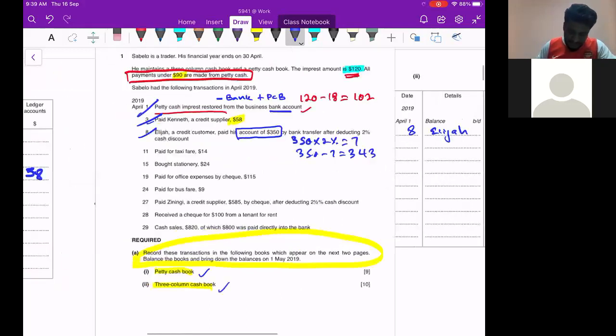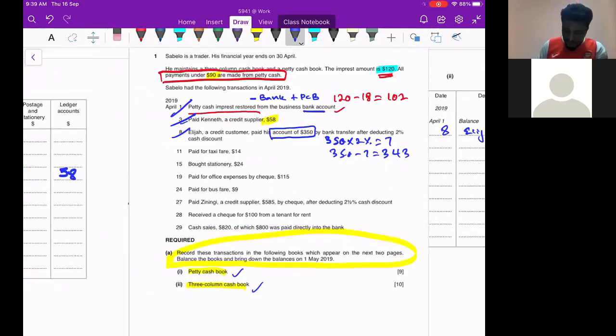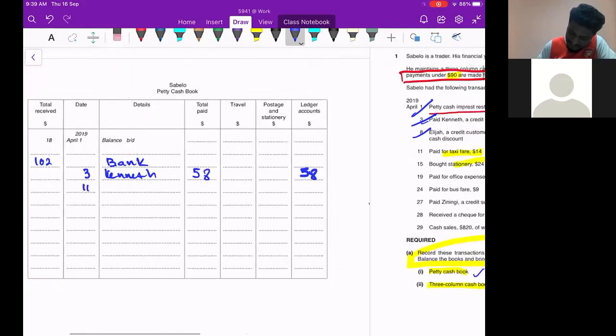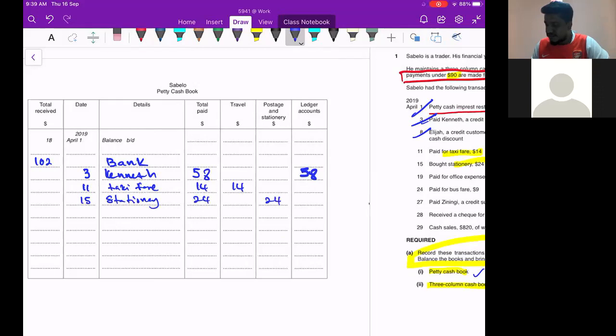Next one, pay the taxi fare and stationery. Both will go to the petty cash book because both are below 90. So I go to the petty cash book. On the 11th, taxi fare, 14, taxi fare will be travel. Another one is on the 15th, stationery, 24, stationery will be postage and stationery.